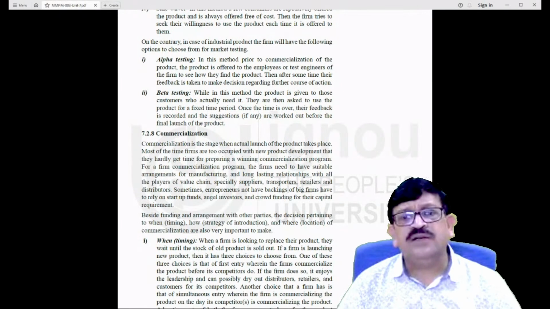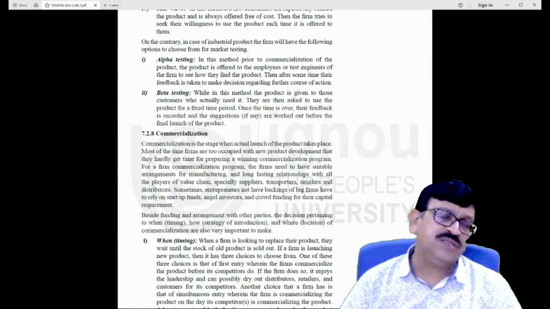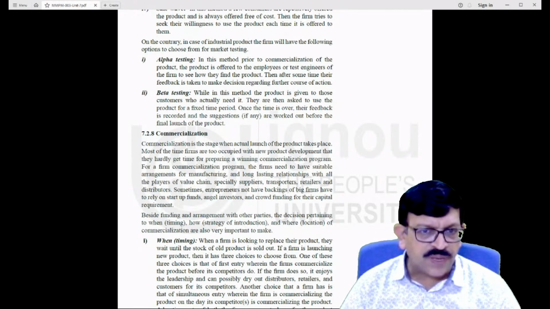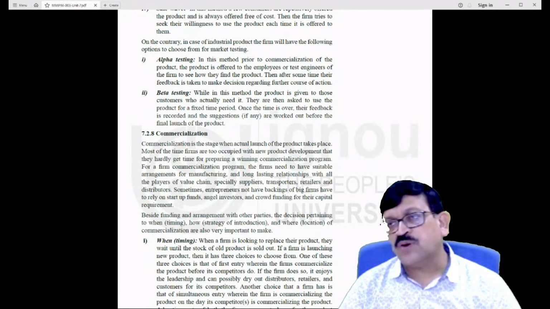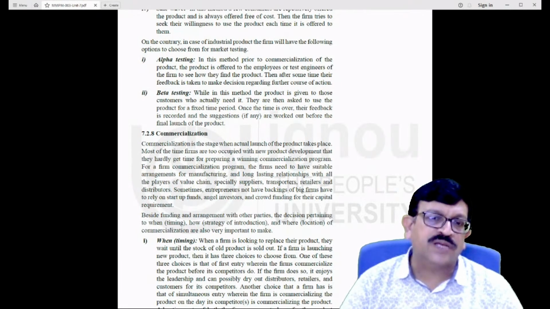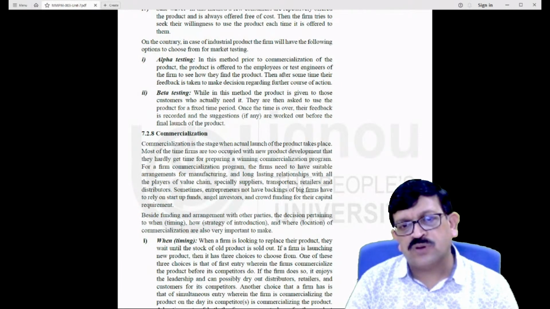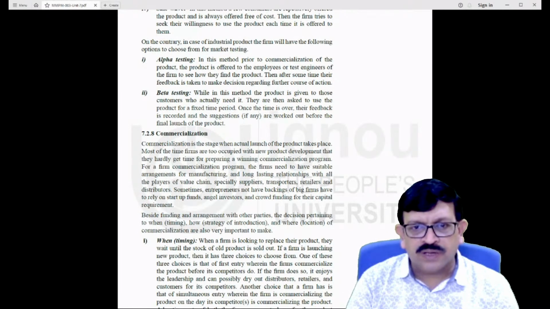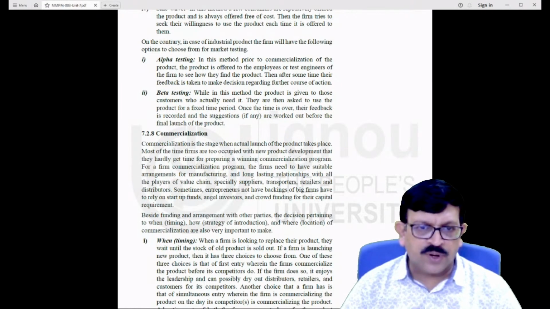Obviously, commercialization is mostly done by big players, who get more visibility in that space, but smaller players may not go for a very opulent kind of commercialization. They may go in a staggered way, but that depends on the entrepreneurs and the promoters of that particular product.